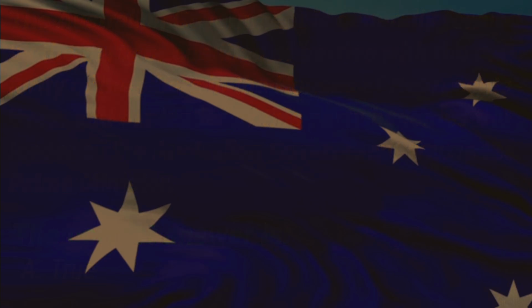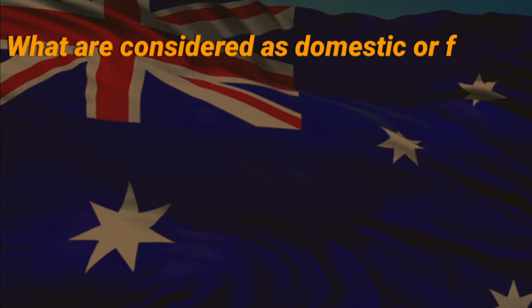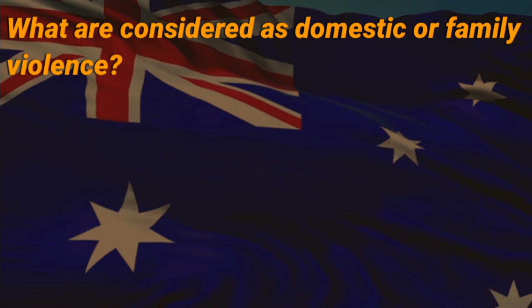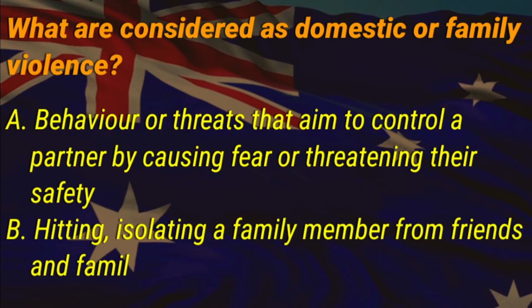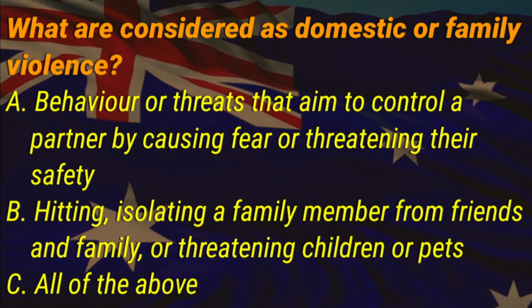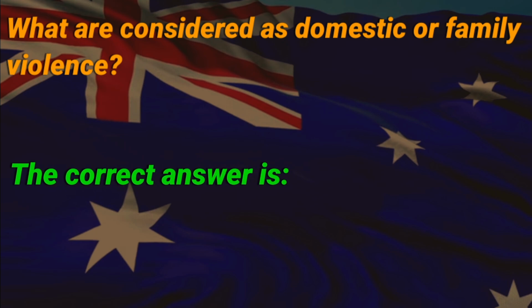True. What are considered as domestic or family violence? A. Behavior or threats that aim to control a partner by causing fear or threatening their safety. B. Hitting, isolating a family member from friends and family, or threatening children or pets. C. All of the above. The correct answer is C.